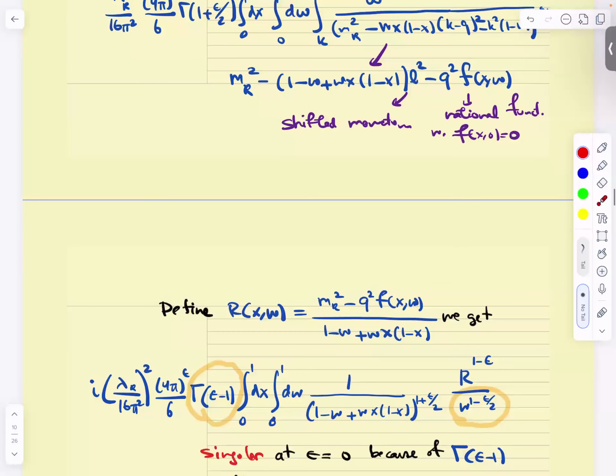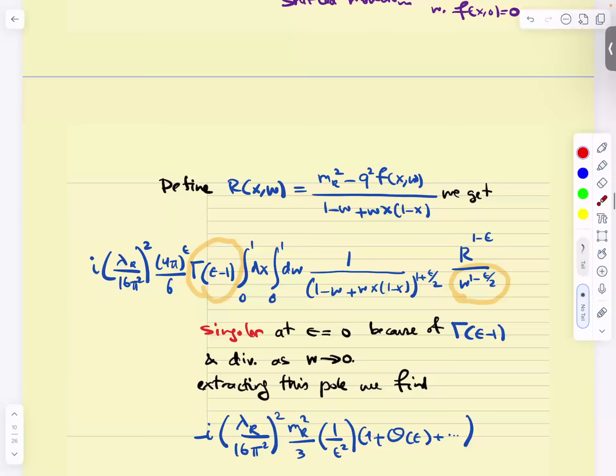Okay, so let's push through. What you do is you define this guy R of x and w, right? What is exactly this? w is like x, some parameters that we're integrating over from 0 to 1, and so is x. So this is just a coefficient, right? This is mr squared minus q squared f of x and w.